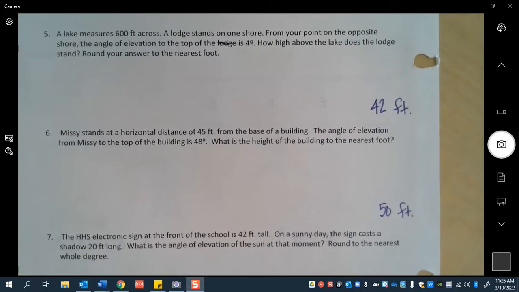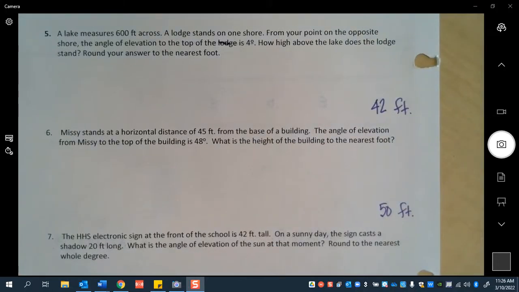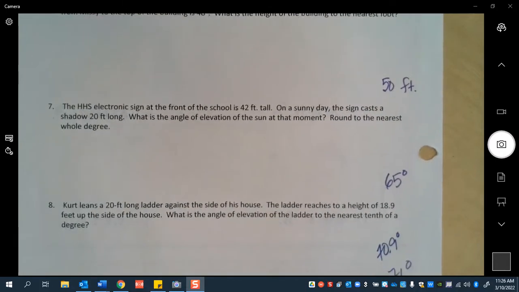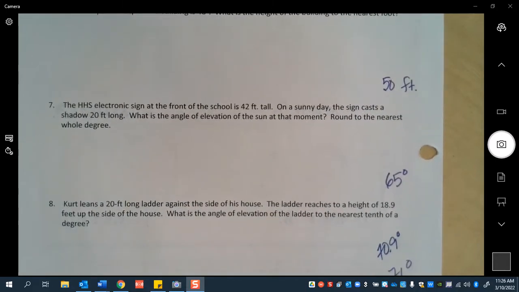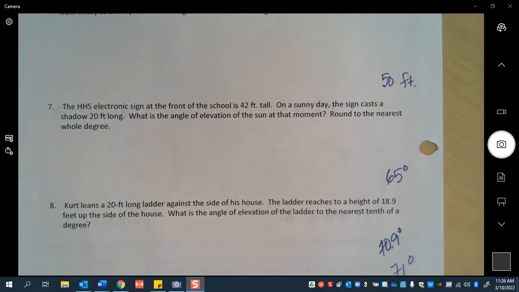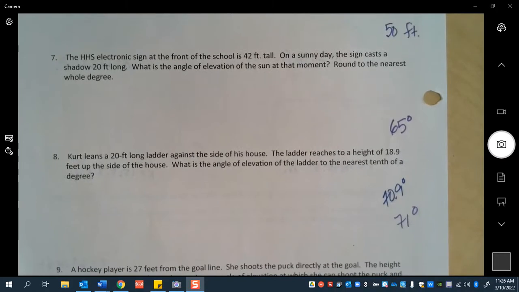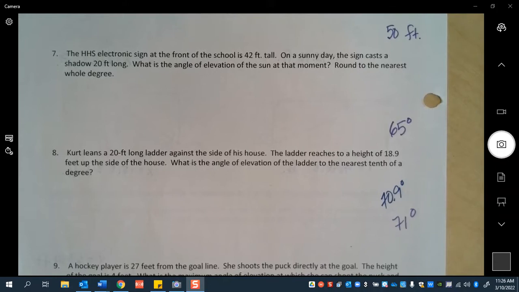That lake, the lodge is 42 feet above the lake. The height of the building is 50 feet. Herndon High School electronic sign. Angle of elevation of the sun is 65 degrees. Kurt, to the nearest tenth of a degree, 70.9. We're used to rounding degrees to the whole.